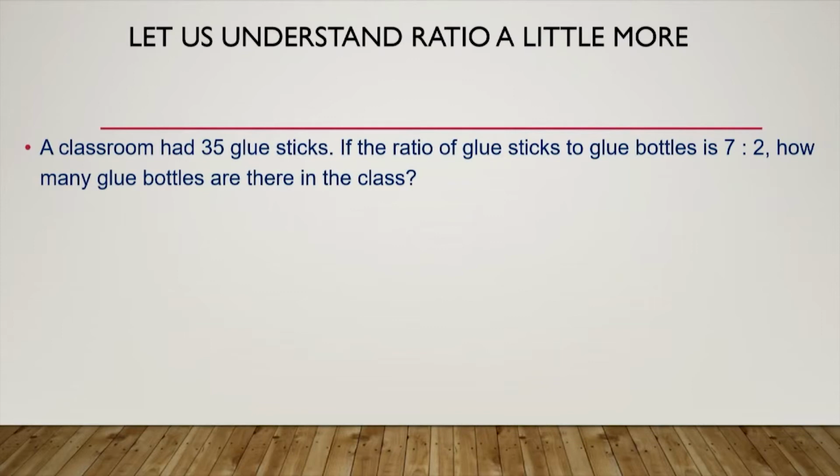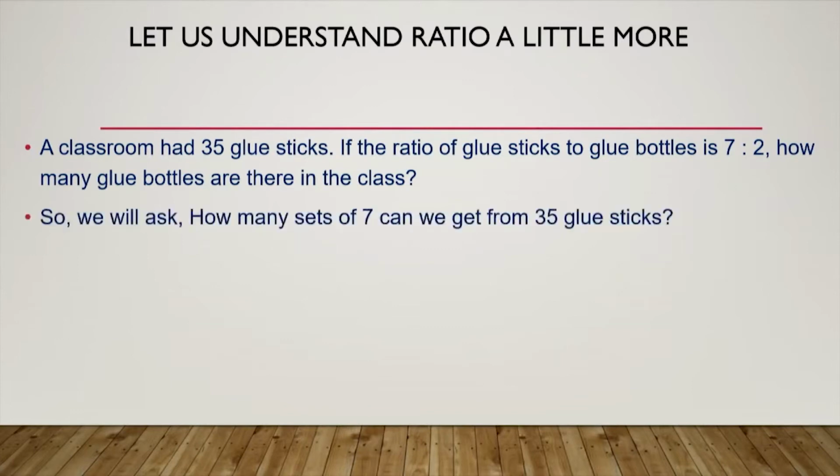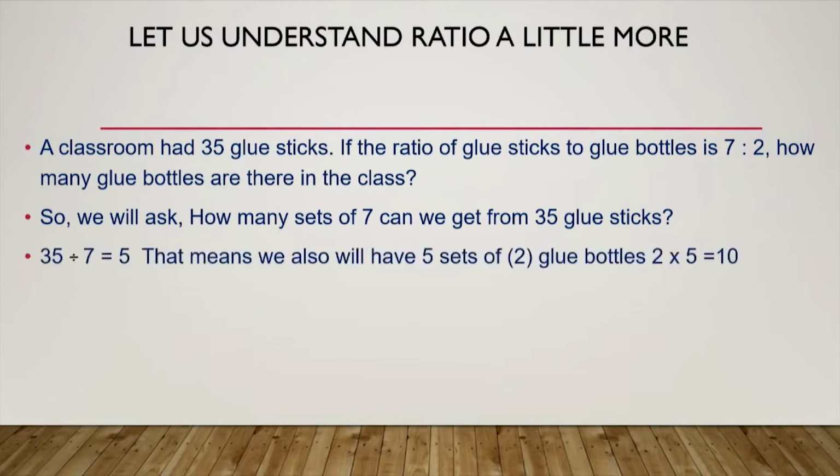Now, you know, you could do this the old-fashioned way. You could just go and write 7, 7, 7, 7 until you reach 35. But we're not going to do that. We can figure out relationships. So we'll ask, how many sets of 7 can we get from the 35 glue sticks? And if you said 5, great job. So if you divide 35 by 7, it would give you 5. That means the relation between the 7 and the 35 is 5.